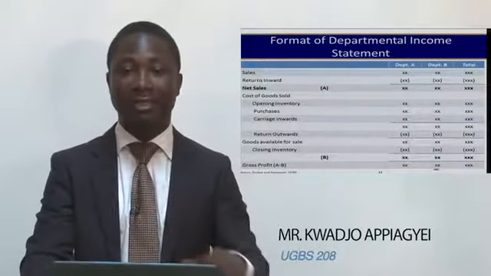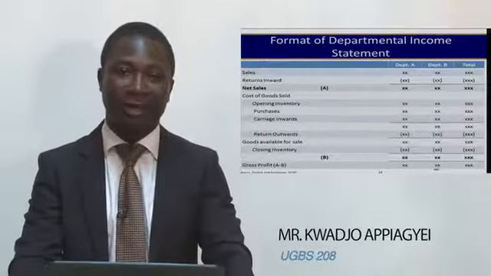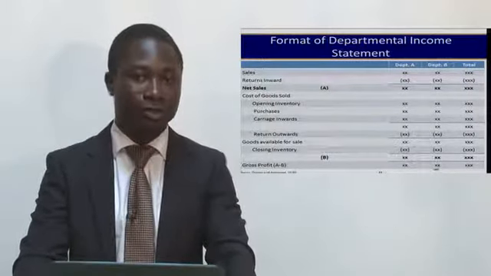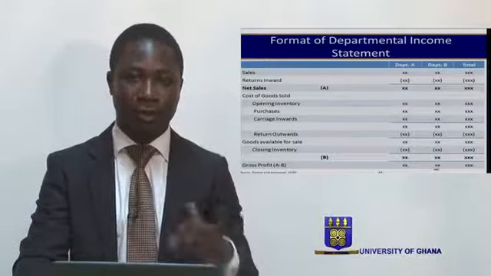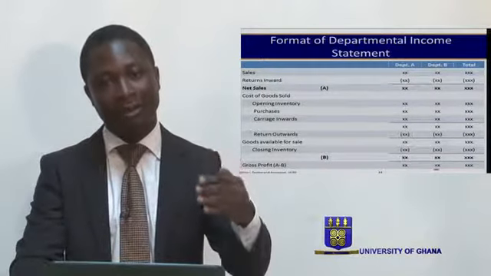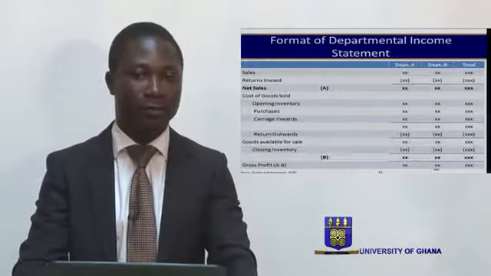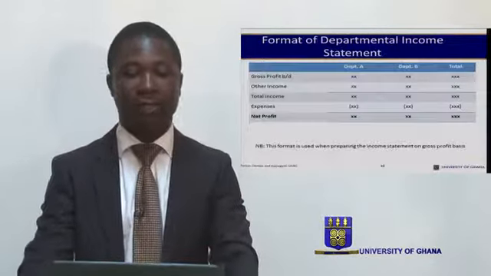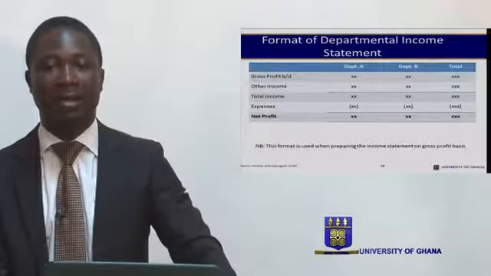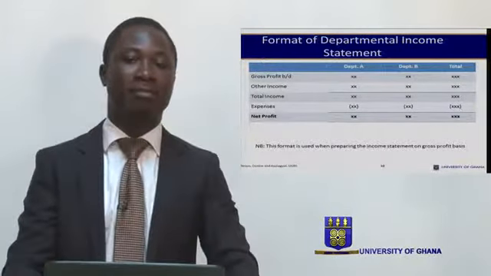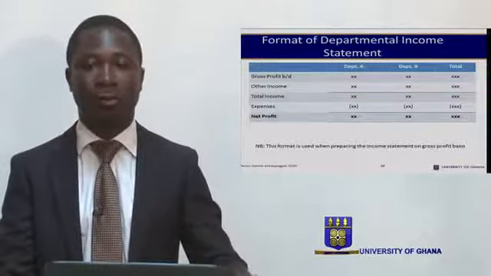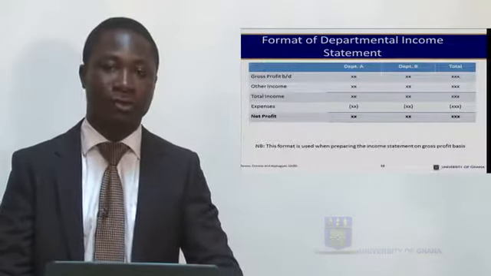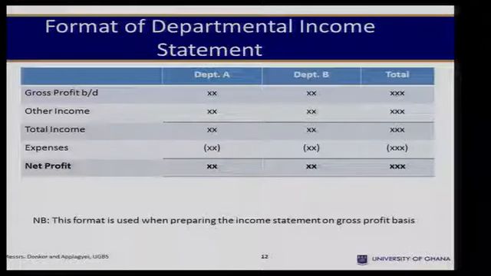Now, it is prepared using the same principle that you learned in your last session for UGBS 205. That's preparing financial statements for business organizations. So you have your sales, your returns, and all the other things that we considered in our previous discussion. Now, the only difference when we come to departmental accounts is that we want to determine the profit or loss for each department before we determine the overall profit for the entire organization, in order to help us in making decisions for each department and for the organization as a whole.